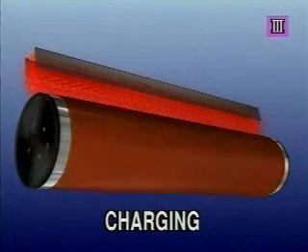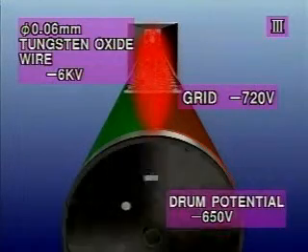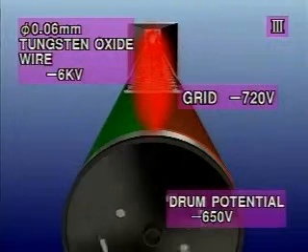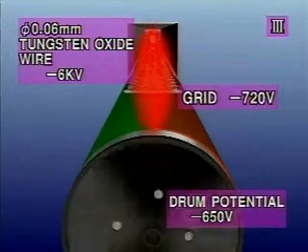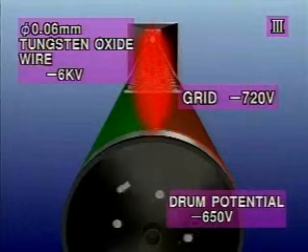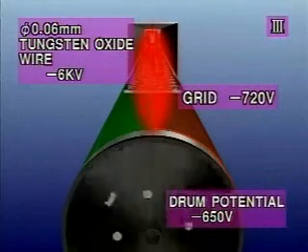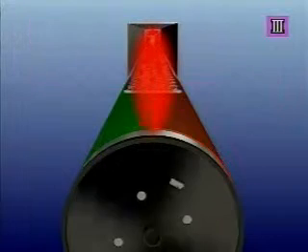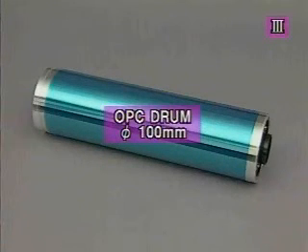While charging, the 0.06 mm diameter tungsten oxide wire is biased at about -6 kilovolts, and the charger grid is biased at -720 volts. As a result, by applying a charge to the surface of the photosensitive drum evenly, the electrical potential of the surface becomes -650 volts. An OPC drum with a diameter of 100 millimeters is used.